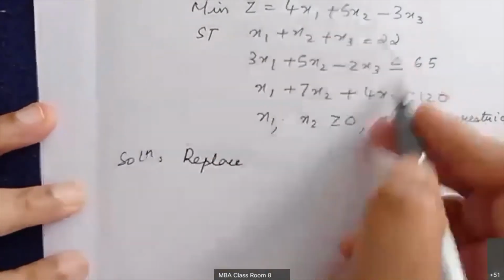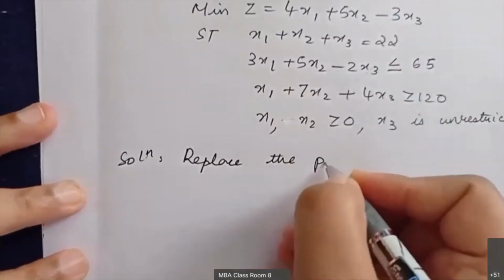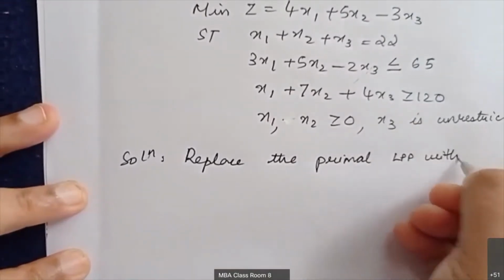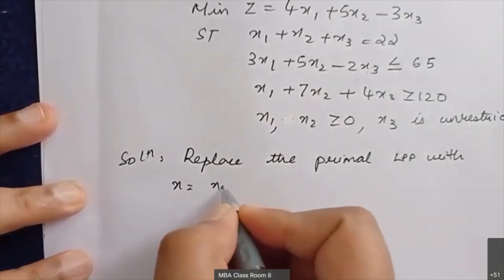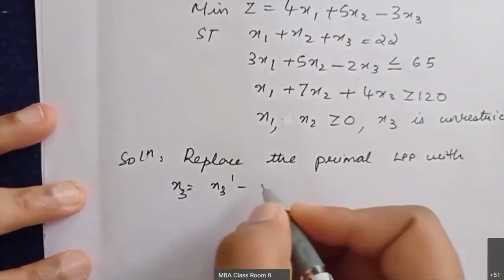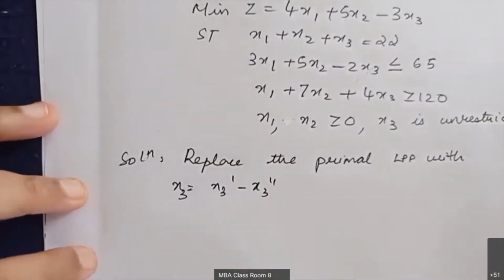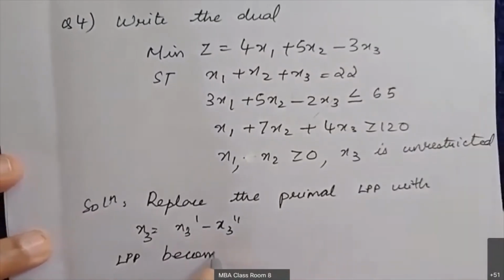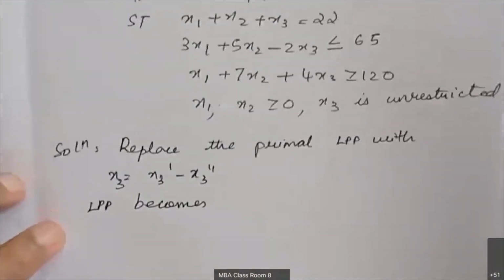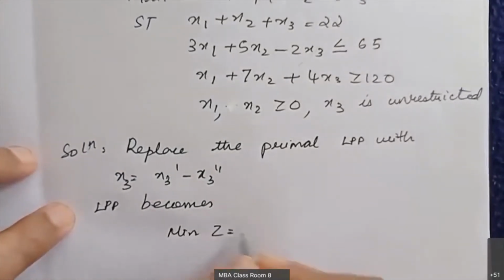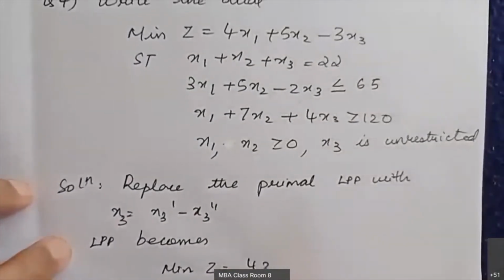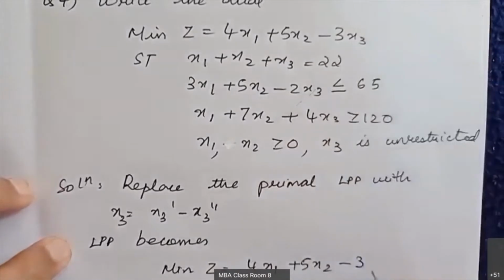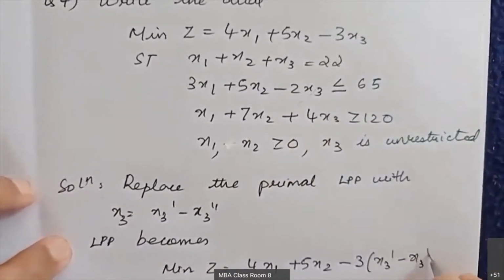This is going to be a primal. Replace the primal LPP with x3 equal to x3 dash minus x3 double dash. So our LPP becomes minimization z is equal to 4x1 plus 5x2 minus 3, instead of x3, x3 dash minus x3 double dash.